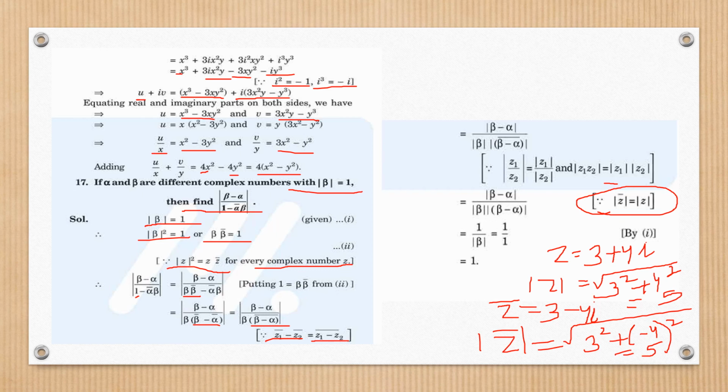So I can replace the term with conjugate by the term without conjugate: z conjugate mod can be written as z mod. So this numerator gets cancelled with the denominator. I get 1 upon beta mod, and beta mod is 1, so the required answer is 1. So this is also one other way, but here you have to remember 2-3 properties which are to be utilized.